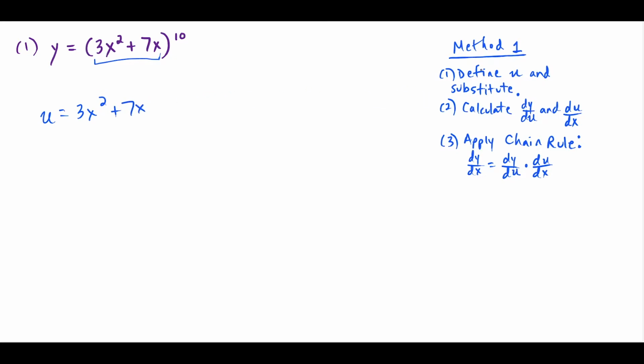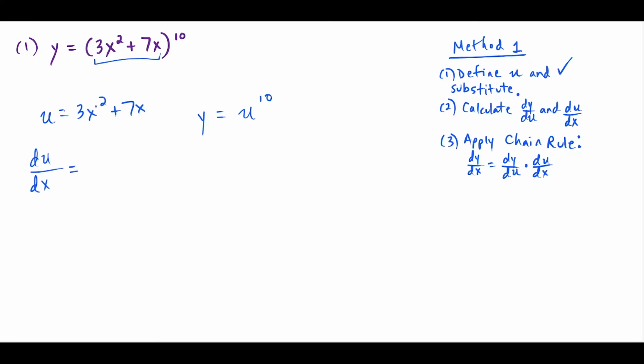And then what we do is we make a substitution. So now what we have is y equals, instead of 3x squared plus 7x to the 10, this is just going to be u to the 10th power. So this simplifies things a bit. And what we want to do next is we're going to calculate dy/du, and we're going to calculate du/dx. So here, this is in terms of u and x. So this is going to tell us du/dx.